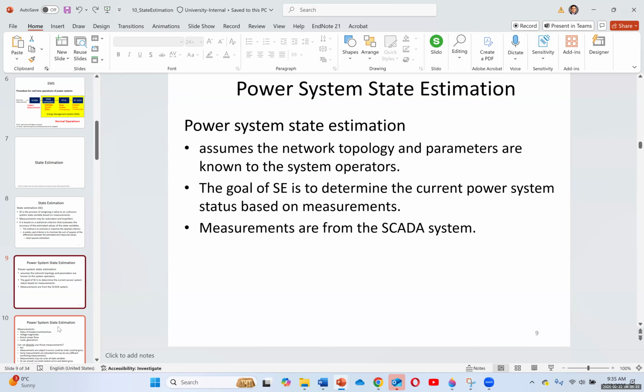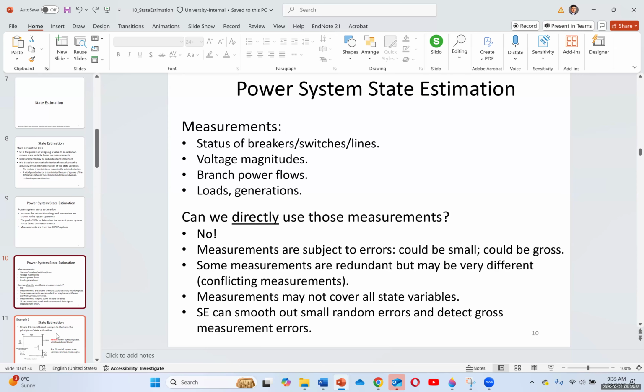So power system state estimation actually assumes the network topology and parameters are known to the system operator, which again, we have some errors. The goal of the state estimation is to determine the current power system status based on the measurements. And the measurements are from the SCADA system. The measurements that we get from the SCADA system could be the status of the breakers, switches, and lines, the voltage magnitudes, the branch power flows, and the loads and the generation. So how much load and generation we have at each time.